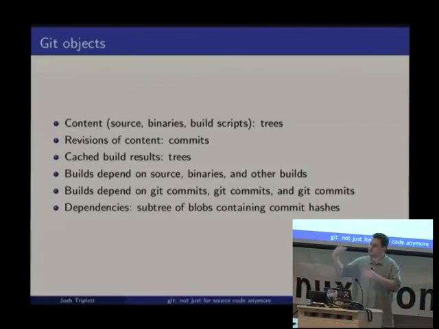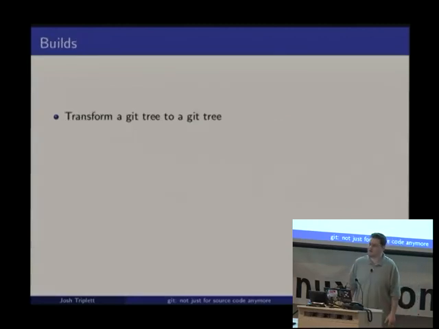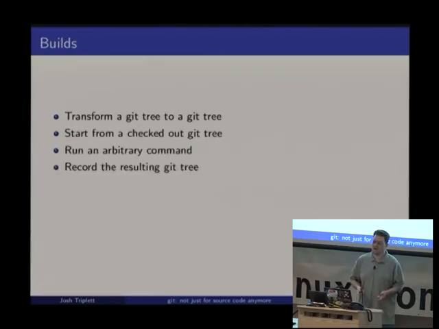So now all you have is this giant key value store in each dependency that says, okay, here are all of the things that this build needs in order to actually build. So now that you've got the mapping to get objects, when you actually do a build, all you're really doing is transforming one Git tree to another Git tree by running an arbitrary command. So you start from a checked out Git tree, you run an arbitrary command, and you record the Git tree you get when the command exits.